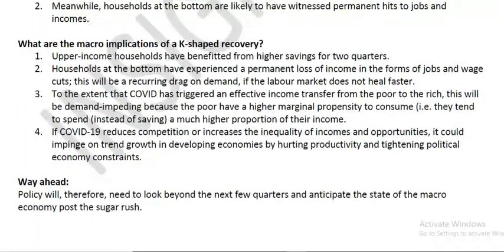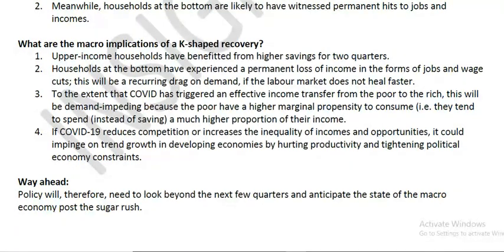So what are the macroeconomic implications of a K-shaped recovery? The upper income households have benefited from higher savings for two quarters. Households at the bottom have experienced a permanent loss of income in the form of job losses and wage cuts. This will be a recurring drag on demand. If the labor market does not heal faster, this is a big drag on demand, to the extent that COVID has triggered an effective income transfer from the poor to the rich. This will be demand impeding because the poor have a higher marginal propensity to consume. That is, they tend to spend a much higher proportion of their income instead of saving it.